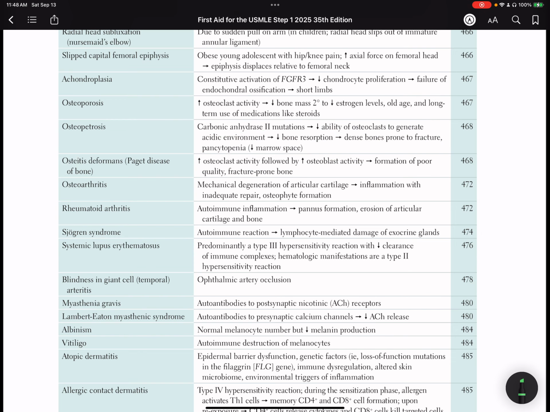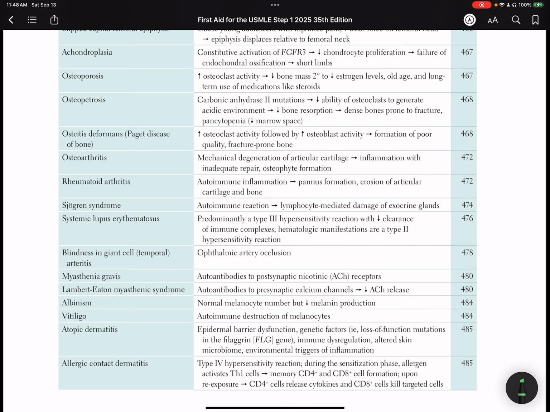What is the cause of osteoarthritis? Osteoarthritis, also high yield: mechanical degeneration of articular cartilage leads to inflammation with inadequate repair, causing osteophyte formation.